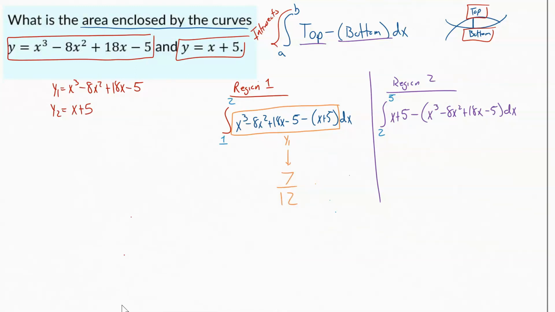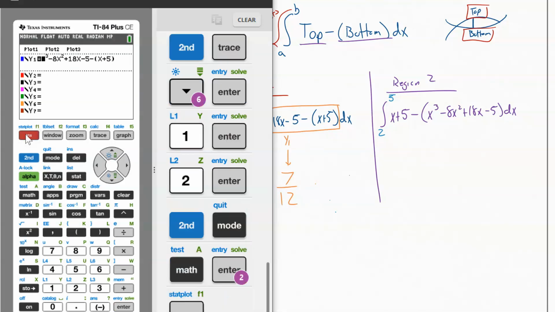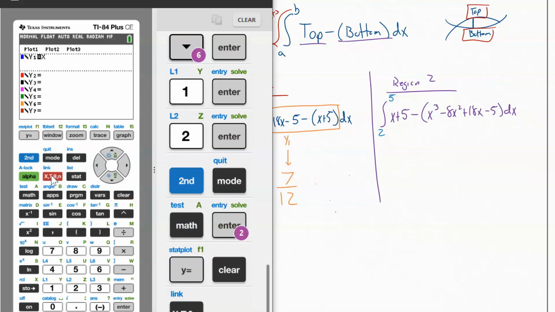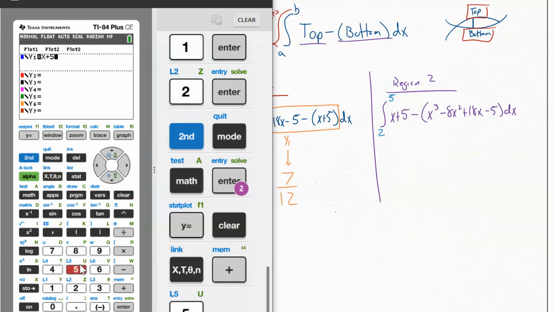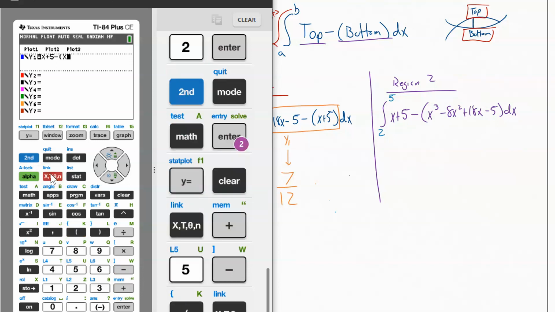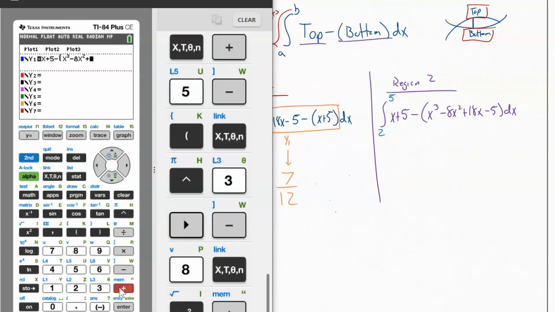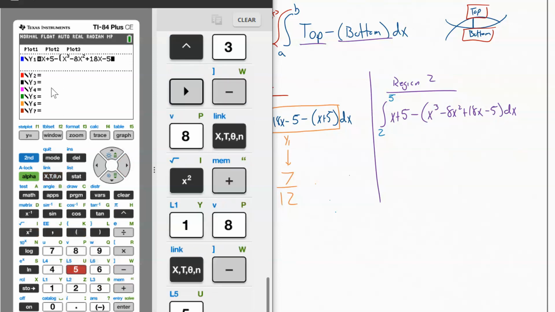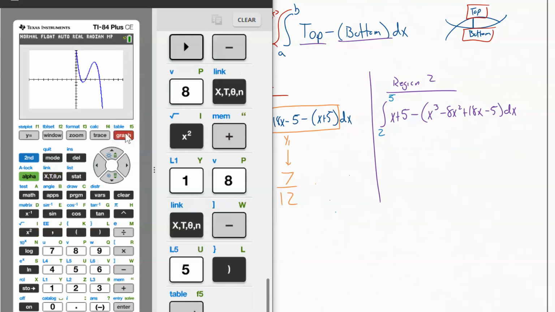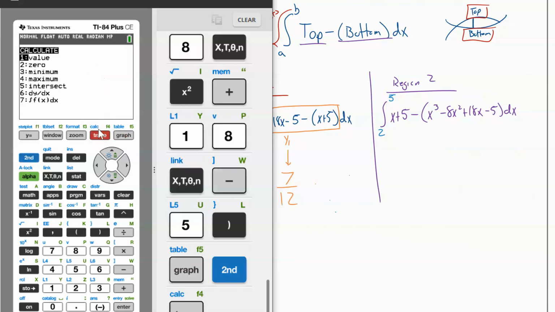And now we got to go back and just play the same game for region 2. So we're essentially just going to flip-flop the position of our two equations. So now the top equation for that second region is x plus 5. Then we're going to subtract, always in parentheses, our second equation, x to the third minus 8x squared plus 18x minus 5. We graph it, and again we hit second, calc up at the top.